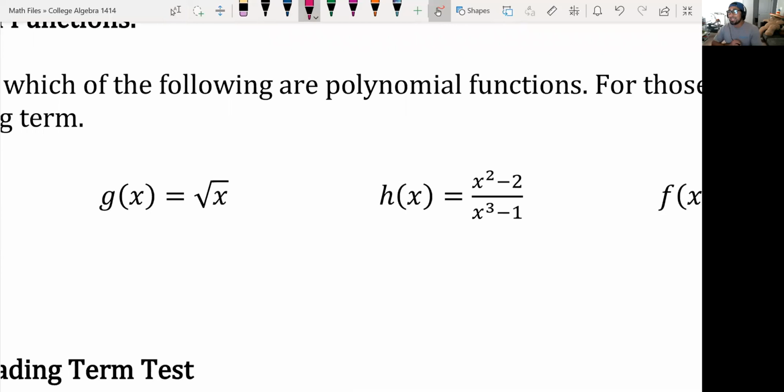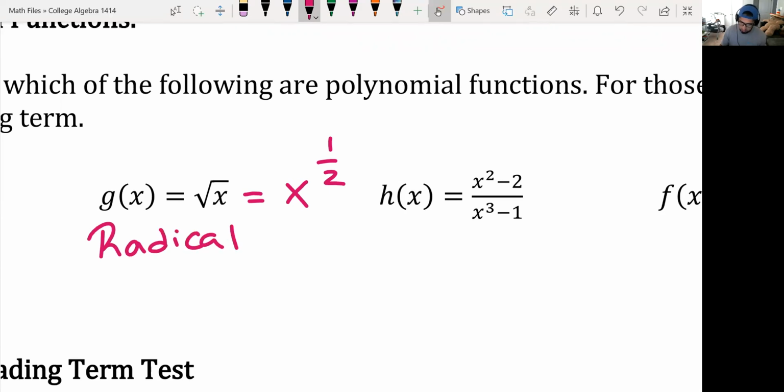Next. The square root of x. Is this a polynomial function? Well, the only way to find out is to convert from radical to rational exponent. So you would get x to the 1/2, since this is a square root. 1/2 is positive, but 1/2 is not a whole number. So this is not a polynomial. This is a radical function, an even radical function.